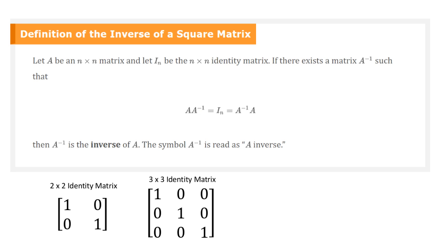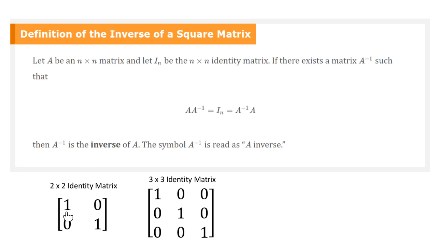So just the definition of an inverse. Basically, something's going to be an inverse if you multiply the matrix times the inverse, it's going to give you the identity matrix. And if you multiply in the reverse way, the inverse times the matrix A, and it gives you the identity, then they are inverses of each other.